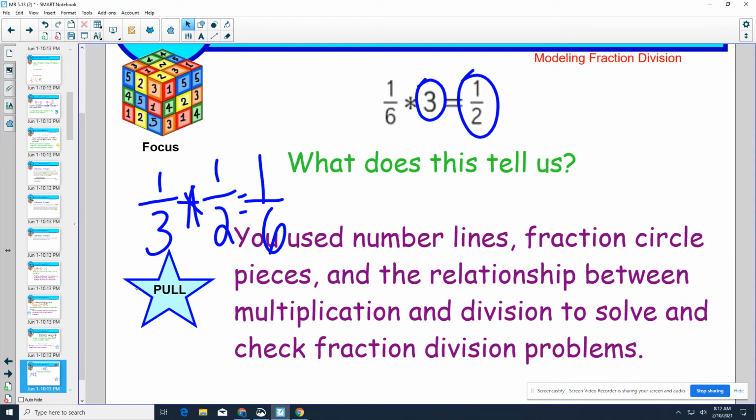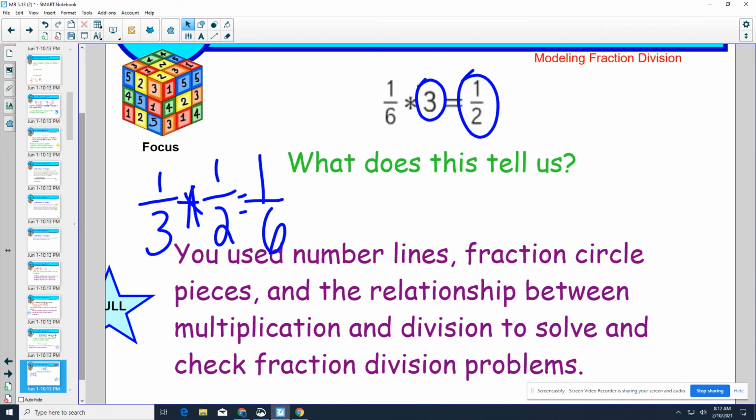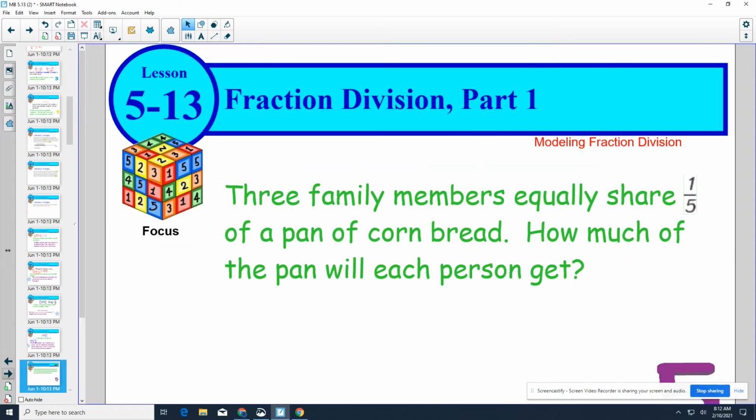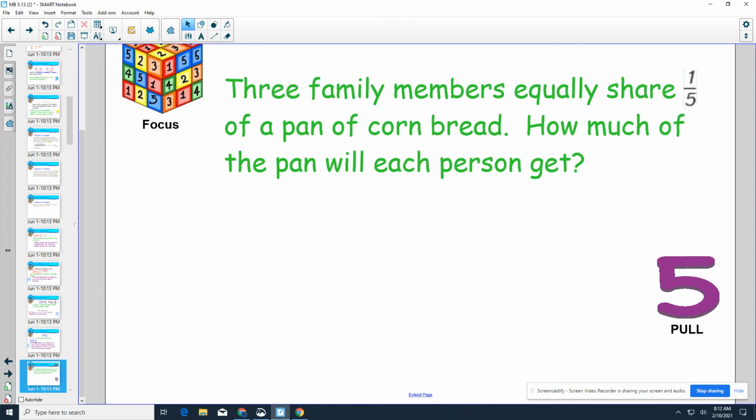All right, and so you could have used your number line, fraction circle pieces, and the relationship between multiplication and division to solve and check fraction division problems there. I can also draw a picture with a bar, something like that. So let's look at this problem here. I want you to take a minute and read it. Okay, so it says 3 family members equally share 1/5 of a pan of cornbread. How much pan will each person get?